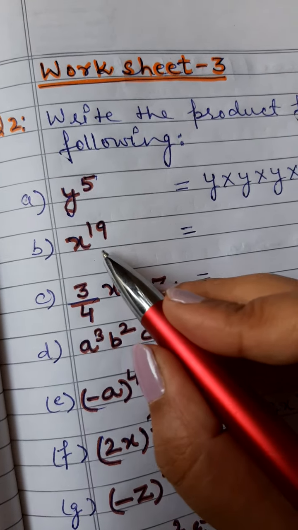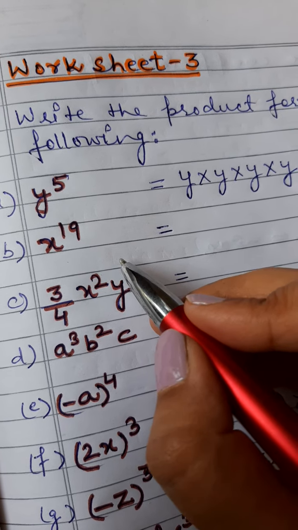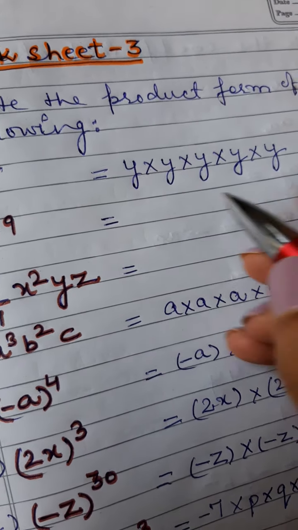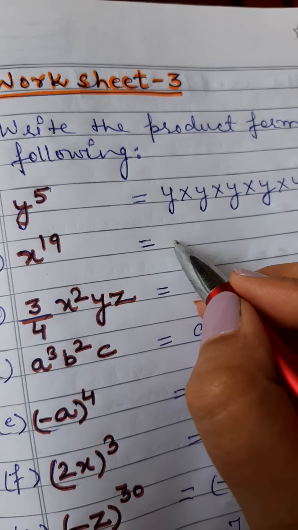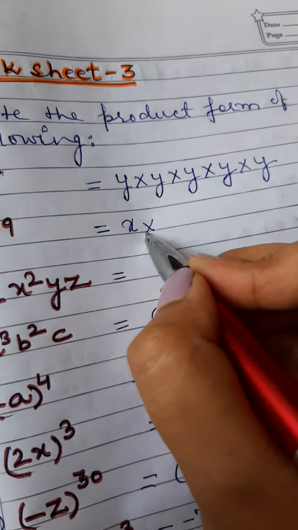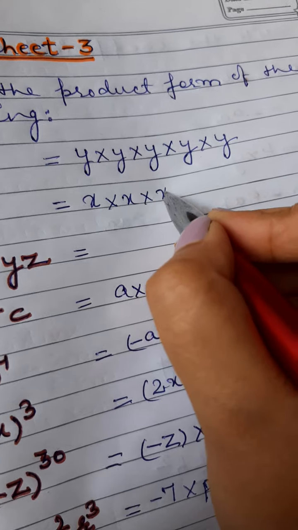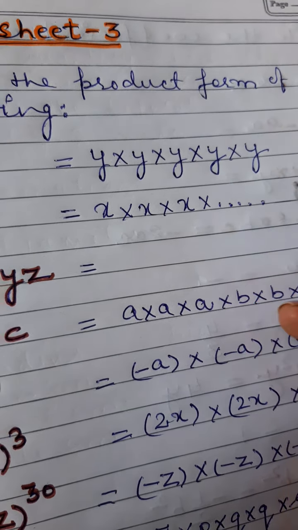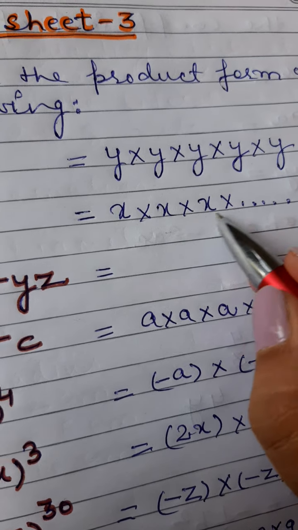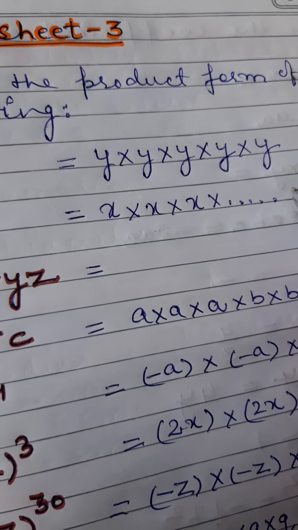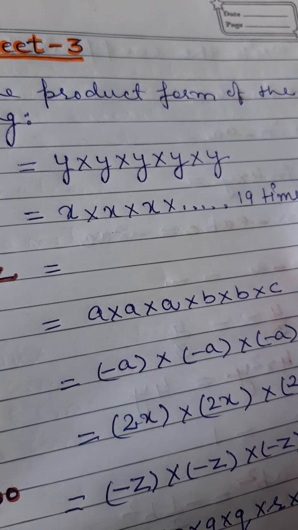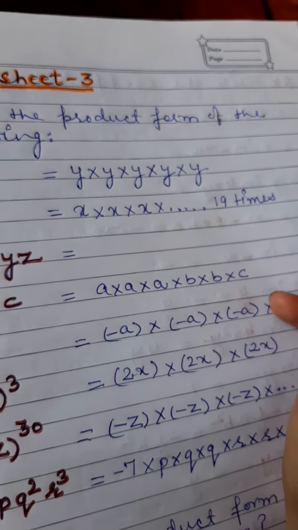x raised to the power 19. Now if we multiply x 19 times, it will become so long. So what do we do? We will write it in short form: x multiply by x multiply by x multiply by, we can put dots here, and this is equal to 19 times. We can write 19 here, 19 times, right? So this is the answer.